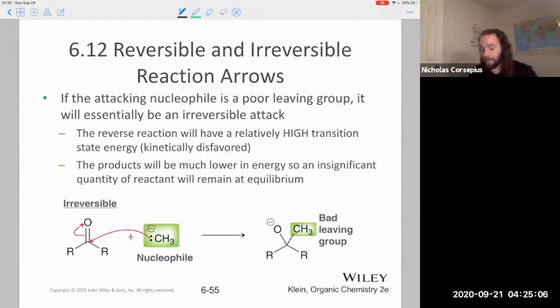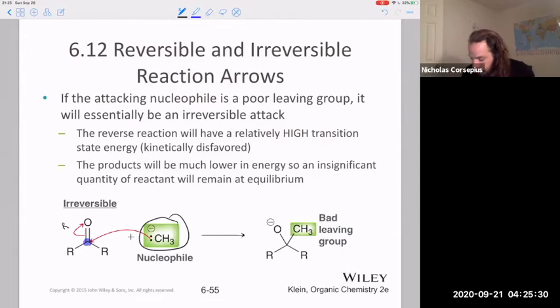So here would be an example of an irreversible nucleophilic attack, right? We still have a nucleophile attacking. What's our carbonyl carbon? An electrophile, yeah. So this is still nucleophilic attack. Notice that there's this resonance type rearrangement that has to take place in order to make it so that that carbon doesn't have more than 8 electrons in its octet.